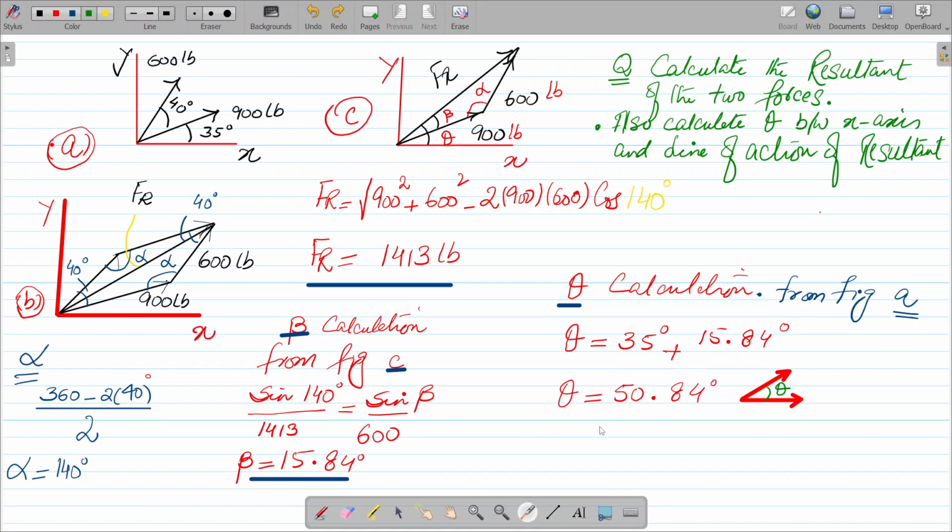I hope this has helped you understand the basic concept of solving two forces and calculating the resultant by use of the parallelogram law of forces, and also calculating the angle of the resultant, theta.